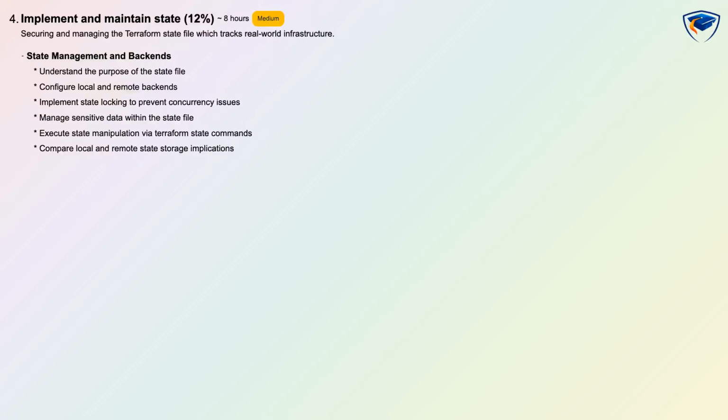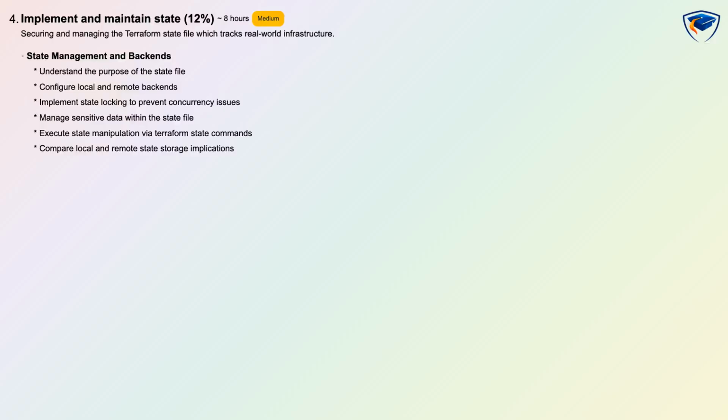The Implement and Maintain State domain focuses on securing and managing Terraform's state file. You will learn about the purpose of the state file, how to configure local and remote backends, how to implement state locking, and how to manage sensitive data within the state file. Additionally, you will understand how to execute state manipulation using Terraform state commands, compare local and remote state storage implications, and inspect the state file for errors. This domain accounts for 12% of the exam, has a medium difficulty level, and requires around 8 hours of study time.